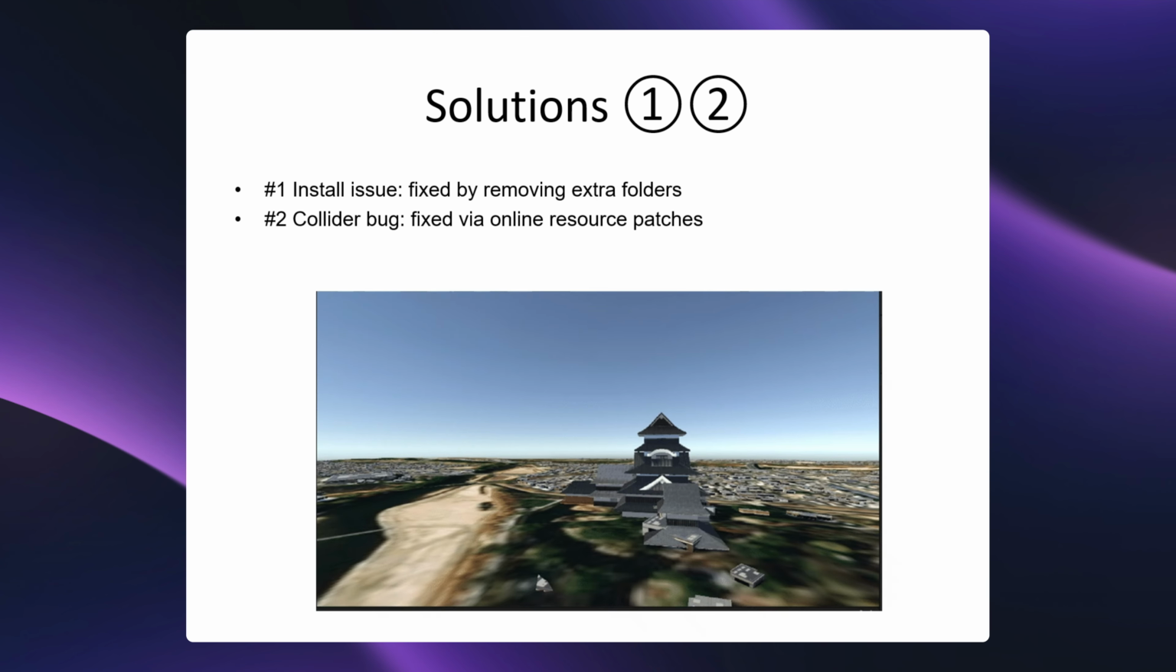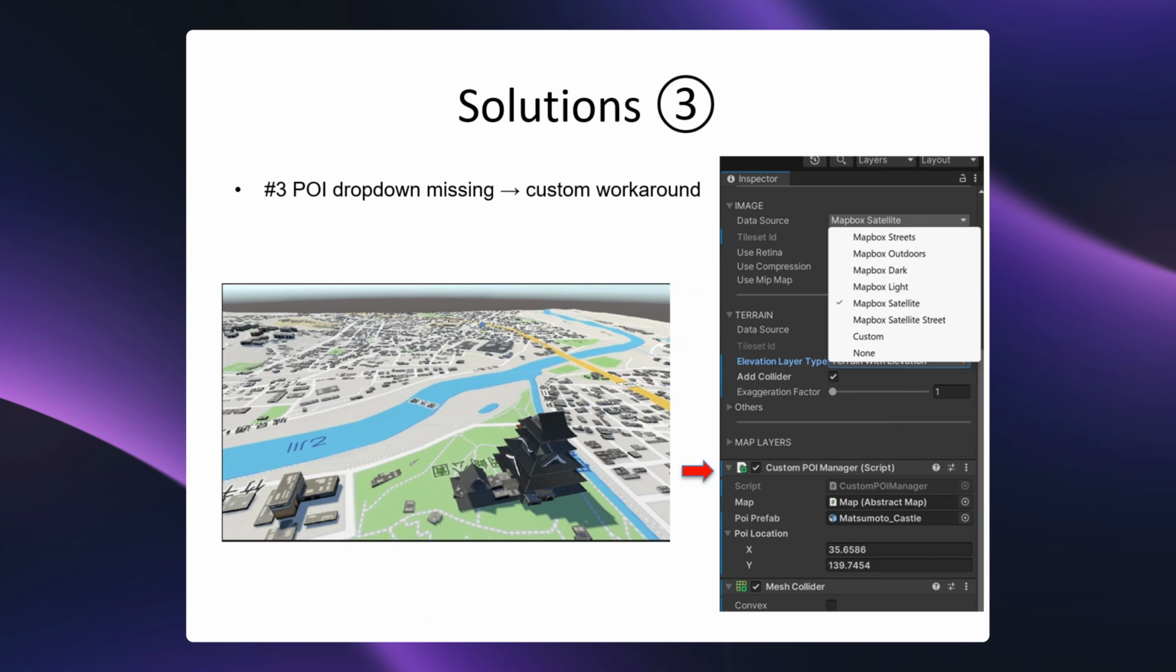For the install issue, deleting Unity AR interface, Google AR Core, and Mapbox AR fixed it. For the collider bug, I followed online tips and copied updated scripts from GitHub, and it worked. For the POI issue, the dropdown was missing entirely. I had to create my own workaround to enable POI display.